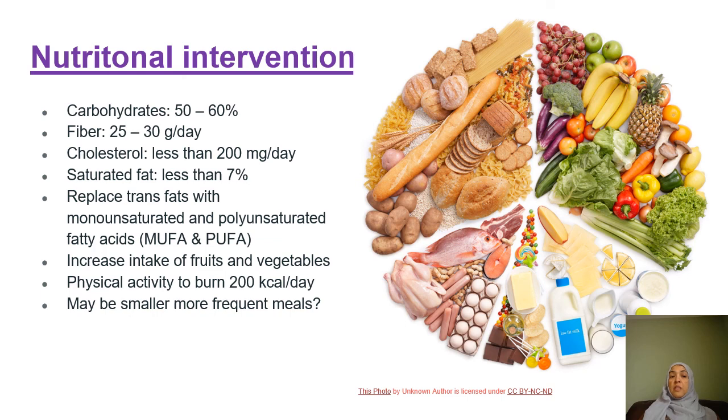They need to increase the intake of fruits and vegetables because these are good sources of fiber, micronutrients, and vitamins. Also she would benefit from a limited amount of physical activity to promote her being more independent. So physical activity to burn around 200 kilocalories per day, since she complains of fatigue.